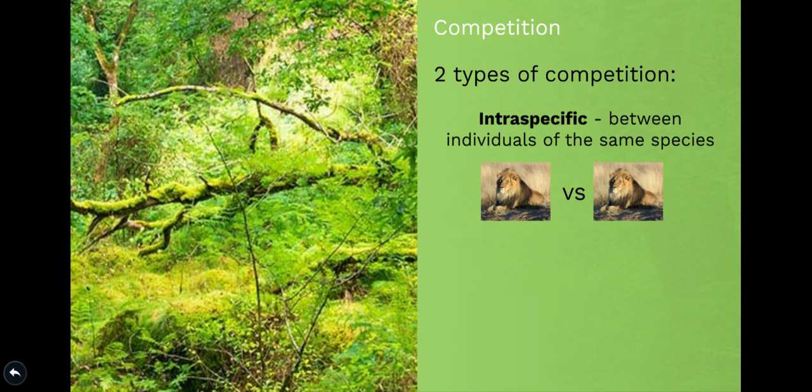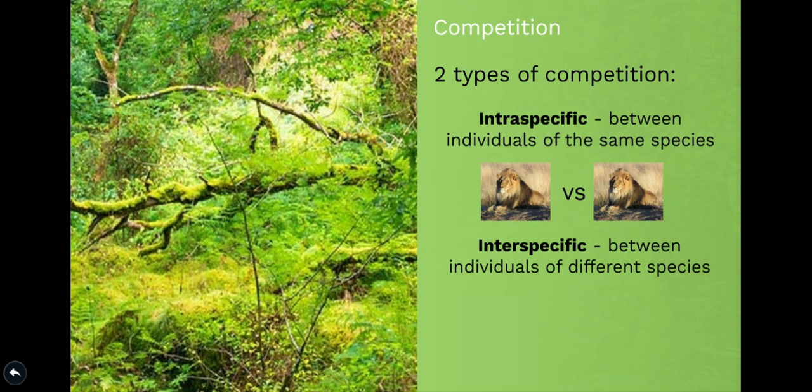And it doesn't tend to affect the population or the species as a whole. There's going to be intraspecific competition all of the time. Now, it's the other type of competition that's the problem. Interspecific competition. This is where it occurs between individuals of different species. So, for example, a lion and a cheetah.